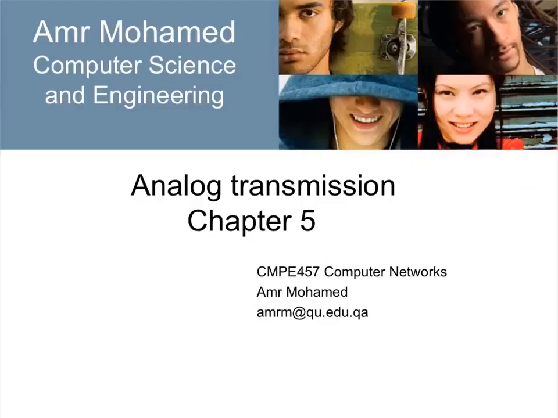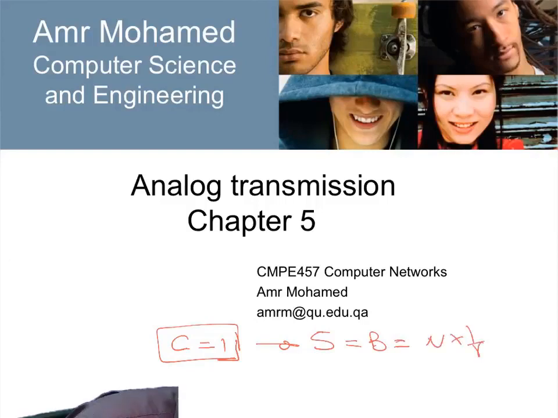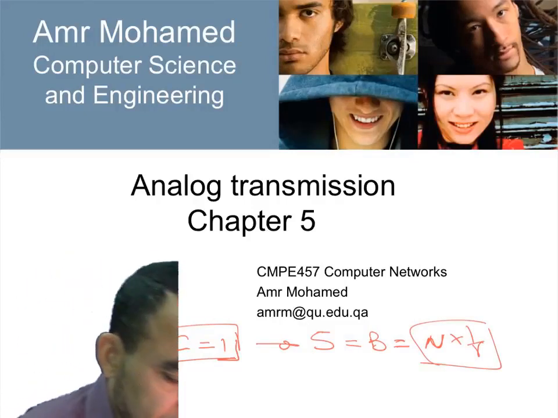So we'll start the exercises for chapter 5 now. Remember that we talk about analog transmission or broadband transmission. In that case, we tend to use the K factor. One common theme here is that the K factor equals 1 all the time, which means that the signal rate equals the bandwidth equals N times 1 over r. So this is one common theme in this chapter.